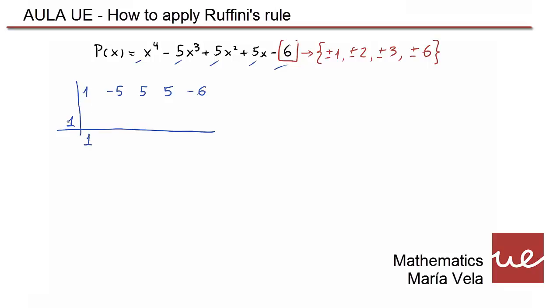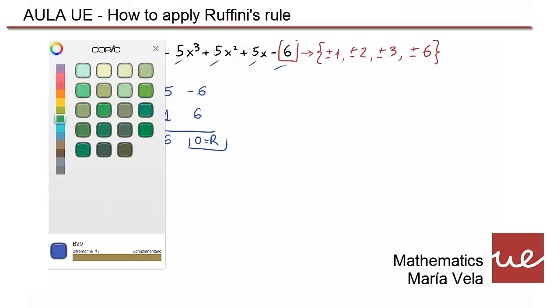So I just put the number 1 up, put the first coefficient under the table, multiply times 1, so 1. Minus 5 plus 1 is equal to minus 4, and then I multiply minus 4 times 1, the candidate for the root, and this gives us minus 4. So 5 minus 4 is just equal to 1. I multiply this one once again times 1, and I get 1. 5 plus 1 is just 6. And then lastly, 6 times 1 is just 6. So when I do minus 6 plus 6, it gives us 0 as a remainder.